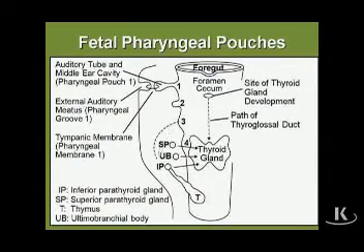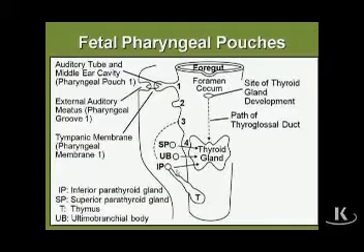Some of it migrates for a short distance and then heads medially, and that's going to become the inferior parathyroid gland, IP. And some of it migrates much further caudally, goes all the way down into the chest, and that's going to become the thymus.